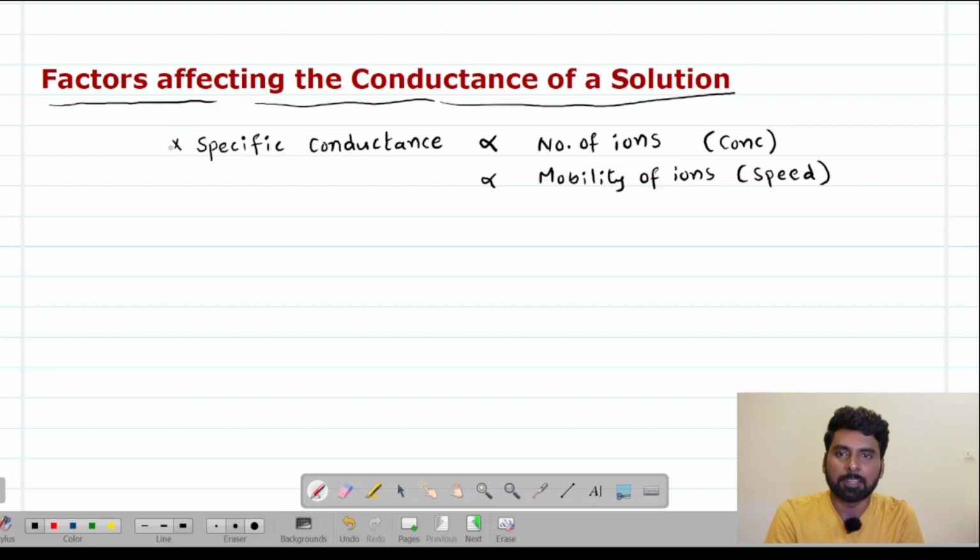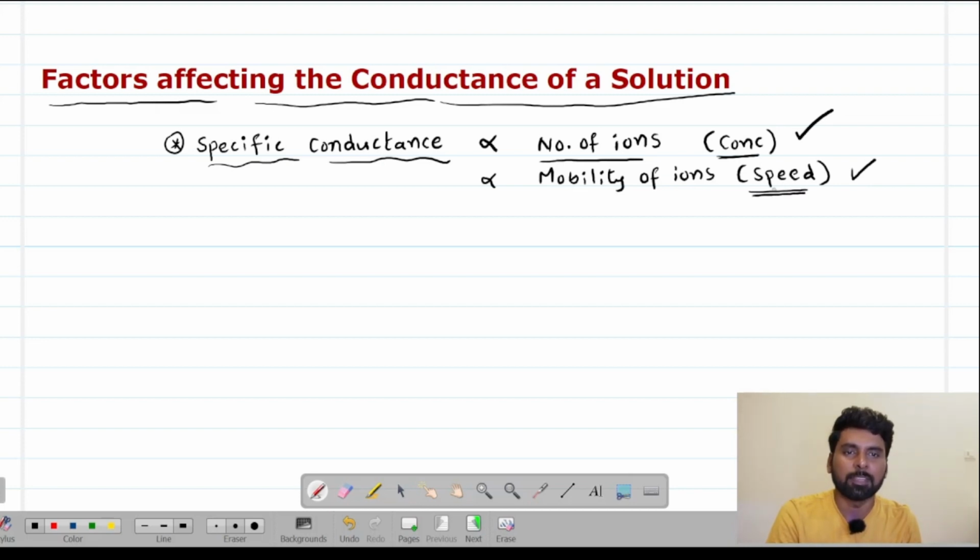If I use the word conductance, that word always indicates specific conductance. Okay, so it's not equivalent conductance or observed conductance or molar conductance. It's always specific conductance. And for any solution, the specific conductance is directly proportional to two factors. One is the number of ions, the other one is the mobility of ions. Number of ions, indirectly you can consider that as the concentration of the solution. Mobility of the ions, you can consider it like the speed of the ions. So specific conductance depends on these two factors.